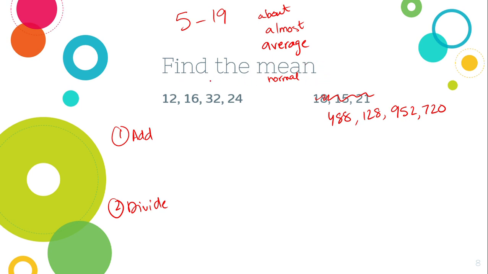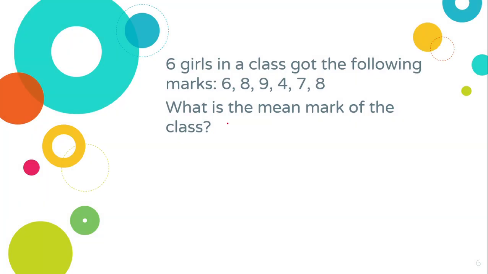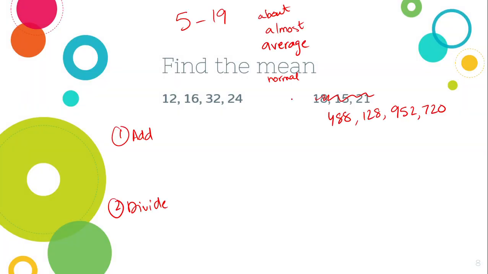Either I will write find the mean and I will give you numbers, or if it's problem solving, you'll see it like this. 6 girls in a class got the following marks, 6, 8, 9, 4, 7, 8. What is the mean mark of the class? You will see the word mean in here. Okay, so there's no guessing, there's no trick. Straightforward, you'll see the word mean. So you have to add, then divide. Okay. So step number 1 is to add.